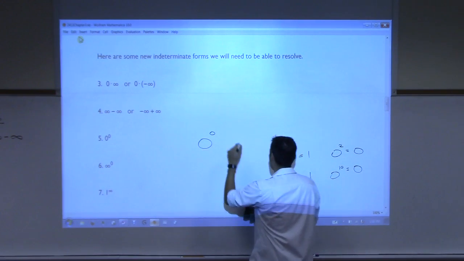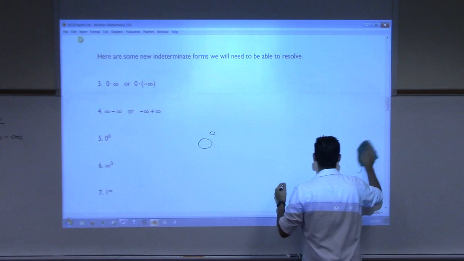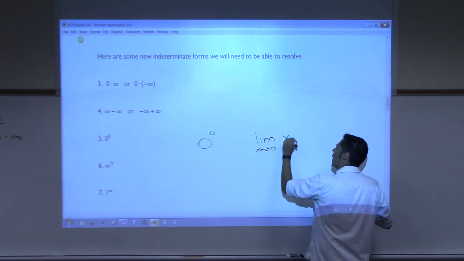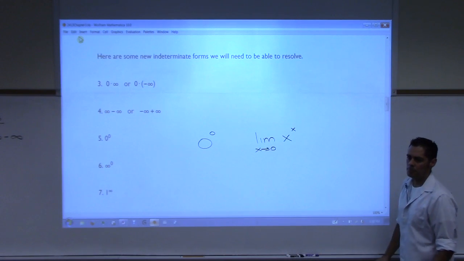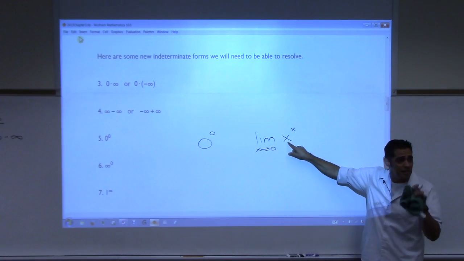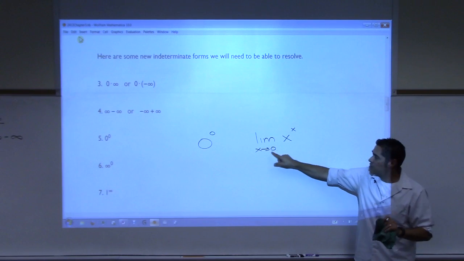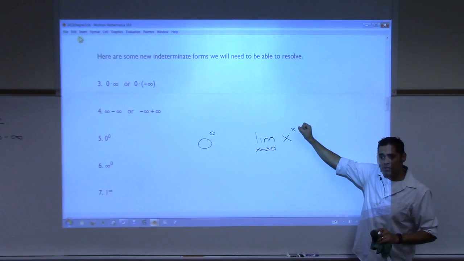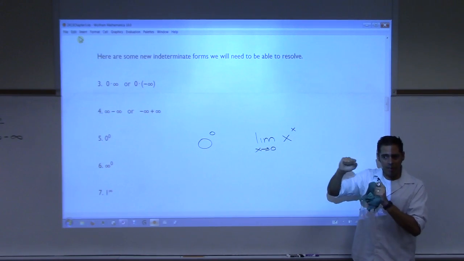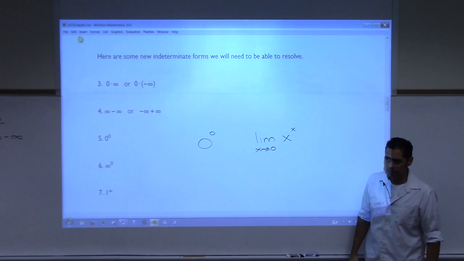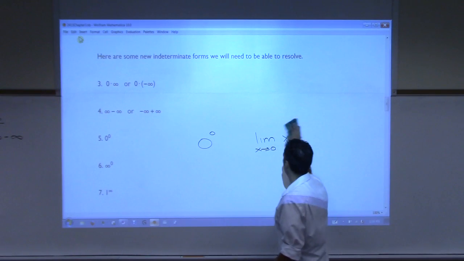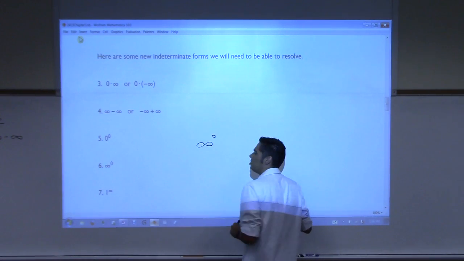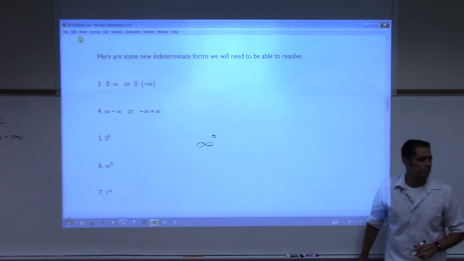Something's getting small, something's getting small as an exponent. Here's a specific example. Limit as x goes to 0 of x to the x. See, the base is getting small, right? As x goes to 0, the base is getting small, but the exponent's also going to 0, so you get that battle. Who wins? With me? Okay. The next one, infinity to the 0. That's very similar to the one we just looked at.